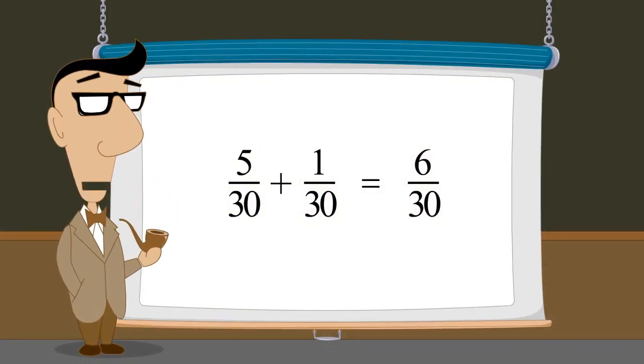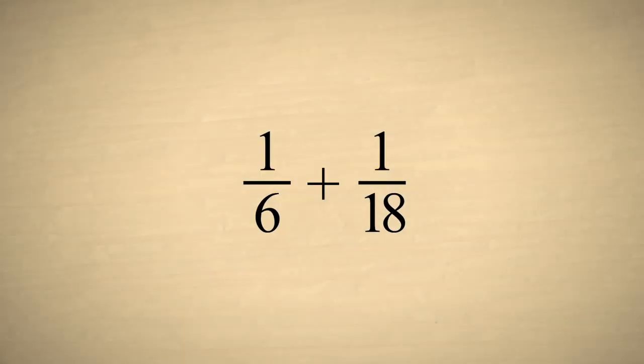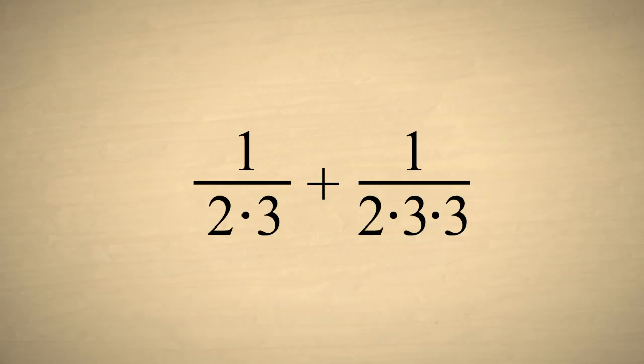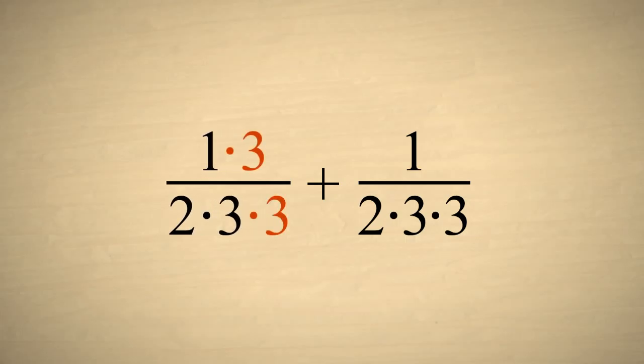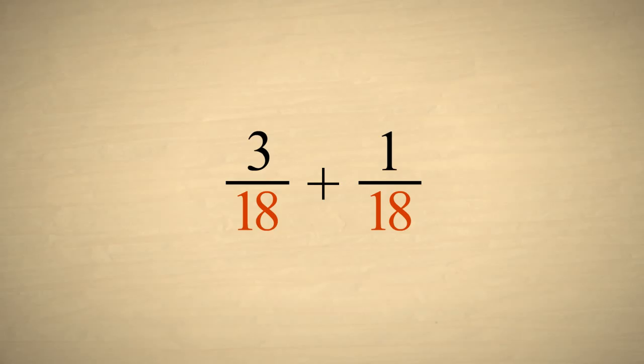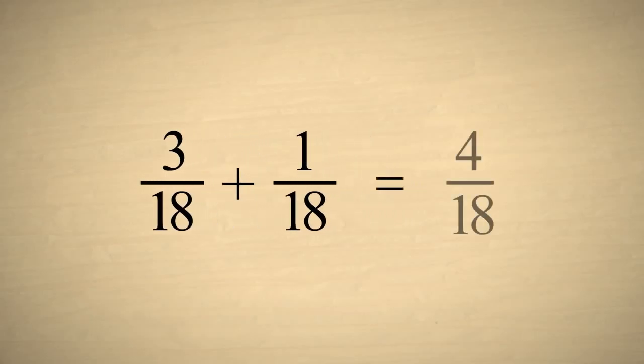As another example, let's say that we wish to add 1/6 plus 1/18. We first factor each denominator. The first denominator has only one factor of 3, while the second denominator has 2. We can make the two denominators the same by multiplying the top and bottom of the first fraction by 3. The two fractions will then have a common denominator of 18, which is their least common denominator. And we can now add their numerators.